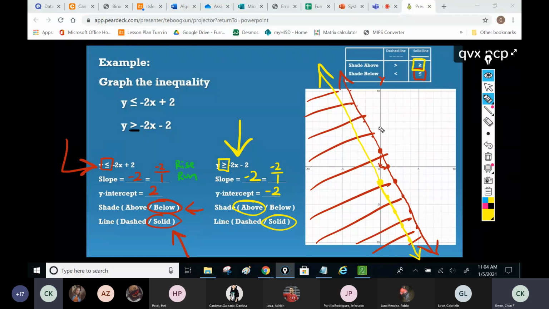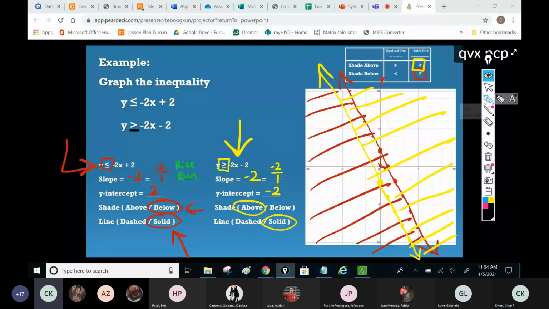And then we have to shade above. So we will shade on top of the line like that. All right, after we graph both of them, this is the most important part. We only look for the overlapping part, all right? We only care about where they overlap.